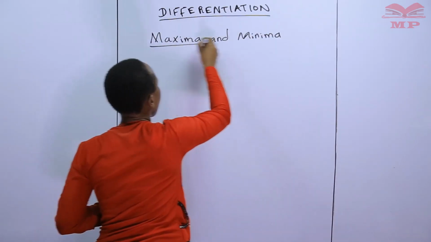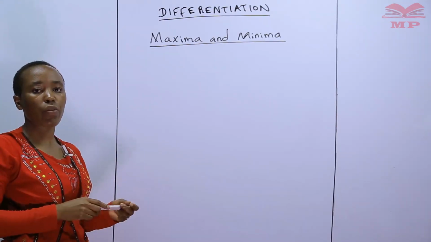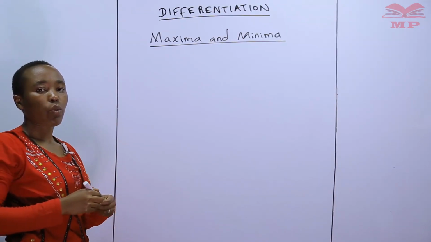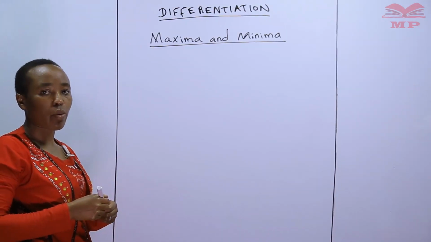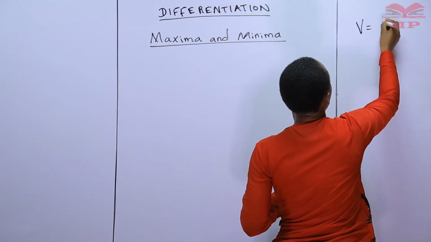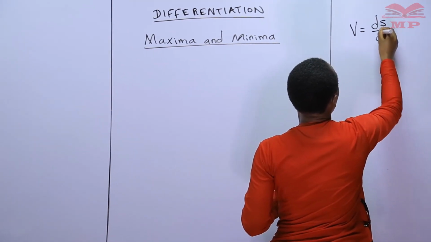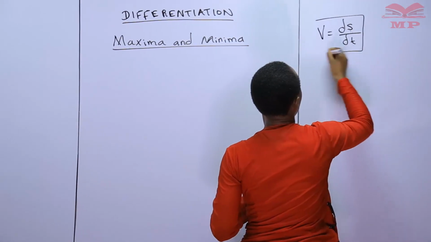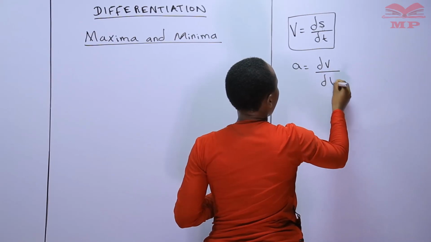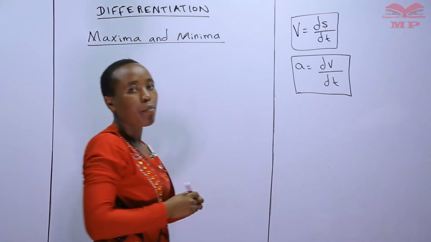Maxima and minima. In the previous lesson, we were looking at applications of differentiation in calculation of distance, velocity, and acceleration, whereby we said velocity is ds all over dt, where s is the displacement and t is the time. Then we said acceleration is dv all over dt, where v is the velocity and t the time.